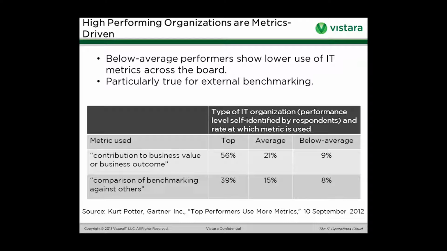The striking finding was that below average performing organizations used metrics to a lower extent across the board, but the difference was most noticeable in the area of external metrics, either IT measuring its actual contribution to the business outcome, so its service to external consumers, be they the organization itself or external customers, or comparing itself via benchmarks against others in the industry. As you're probably already aware, you can't manage what you can't measure, and organizations that are performing really well do a very good job of measuring everything that matters.